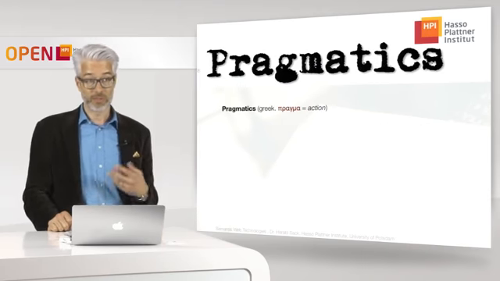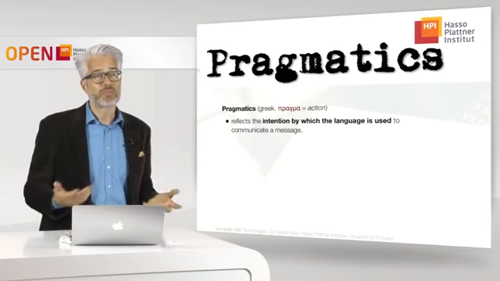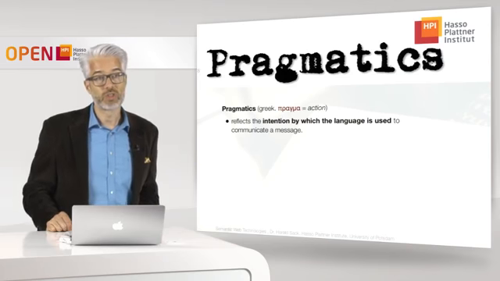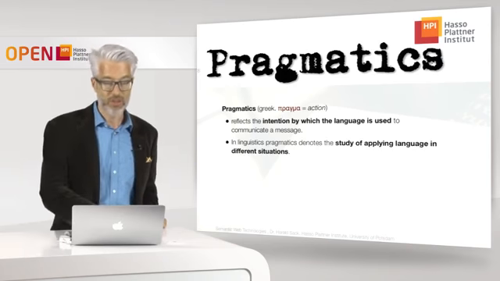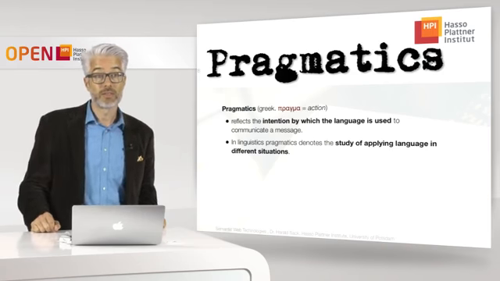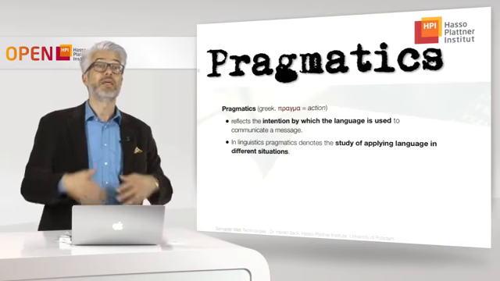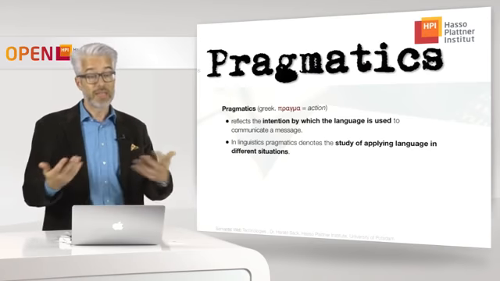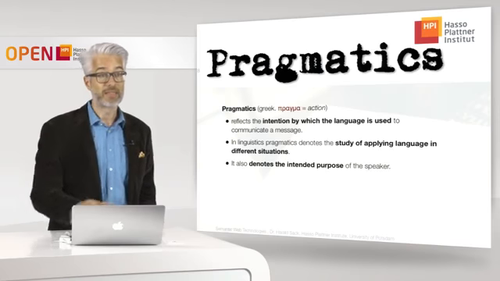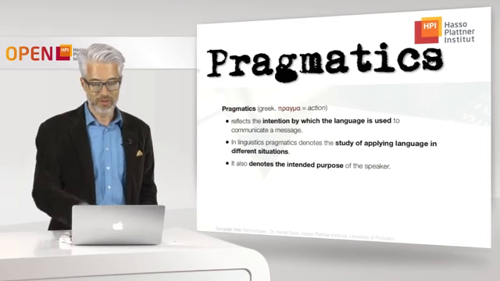Pragmatics also comes from the Greek, from the word pragma, which means action. And pragmatics reflects the intention by which the language is used to communicate a message. In linguistics, pragmatics denotes the study of applying language in different situations. So what kind of message you are sending depends on the situation, and it also denotes the intended purpose, of course, of the speaker.